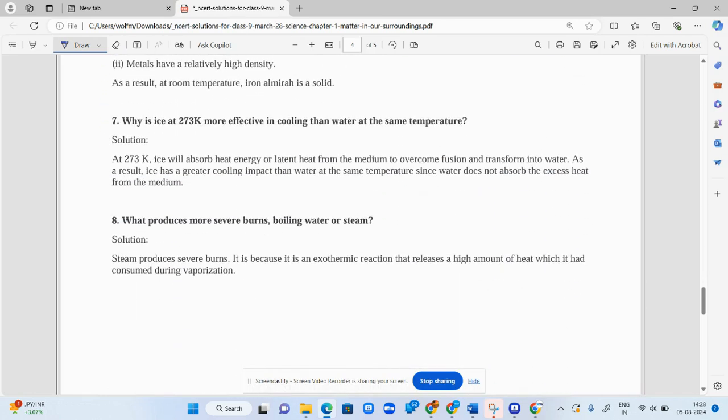Why is ice at 273 K more effective in cooling than water at the same temperature? Yes, here we have the answer: latent heat. Ice will absorb heat energy, or latent heat, from the medium to overcome the fusion and transform into water. At that temperature, both ice as well as liquid exist, but the ice has extra energy. So ice has a greater cooling effect than water at the same temperature, since water does not absorb the heat from the medium in the same way. We have learned this now.